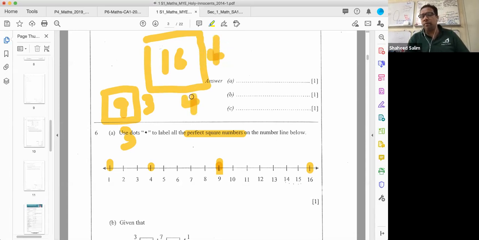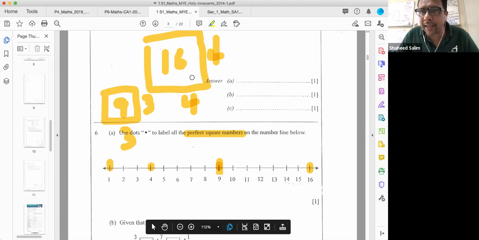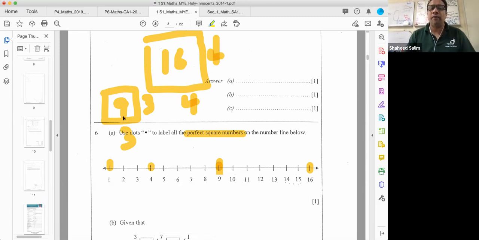You get it? Sophia, you get it? So these are numbers that can be square rooted. If you find the square root of 16, you get 4. The square root of 9 is 3. The square root of 4 is 2. The square root of 1 is 1. All these are perfect squares.